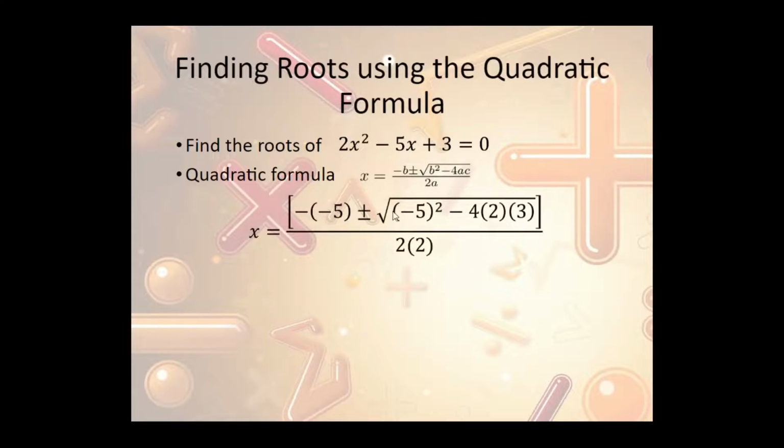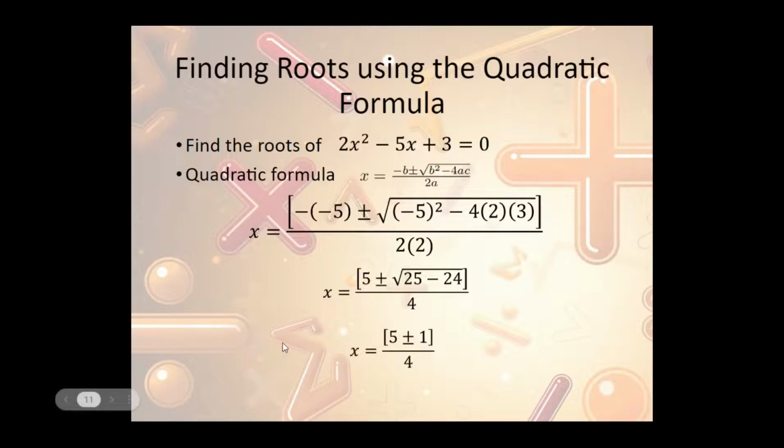Negative 5 is just positive 5. Square root of 5 squared is 25. And then negative 4 times 2 is negative 8 times 3 is negative 24. And then 2 times 2 is 4. So we end up with 5 plus or minus the square root of 25 minus 24 over 4. Well, 25 minus 24 is 1, and then the square root of 1 is just 1. So now we end up with 5 plus or minus 1 over 4.